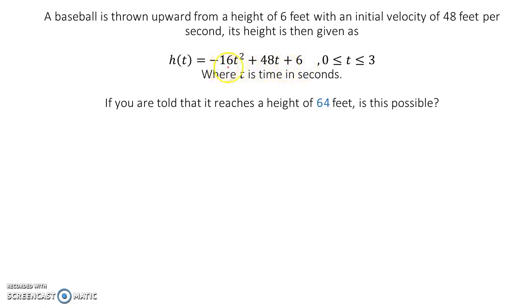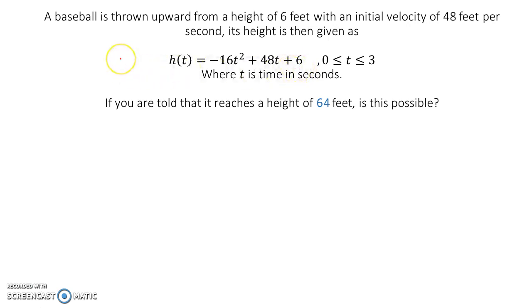The first term deals specifically with gravity. This negative 16 comes from the acceleration of gravity, the negative because it's pulling it down at 16 feet per second. The 48 here, in the generic version of the position function, is the velocity component. We always plug in the initial velocity. And this, in the generic version, is what's called the initial height, how high off the ground did it start.